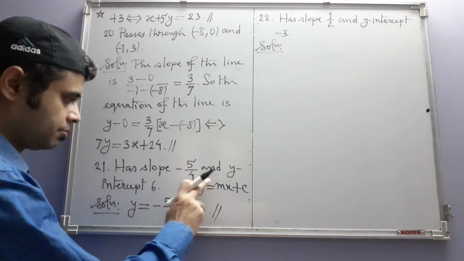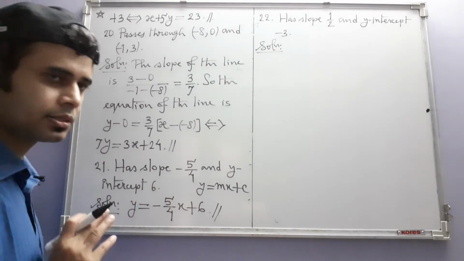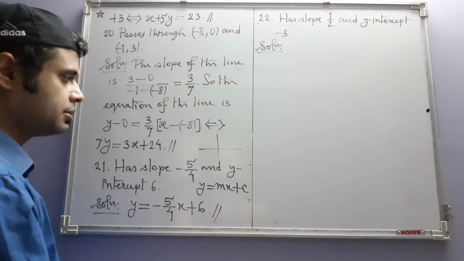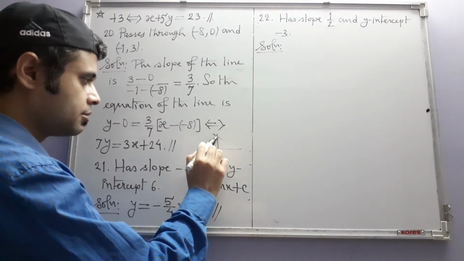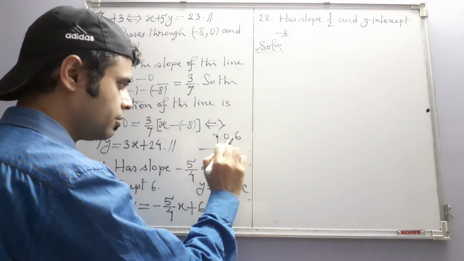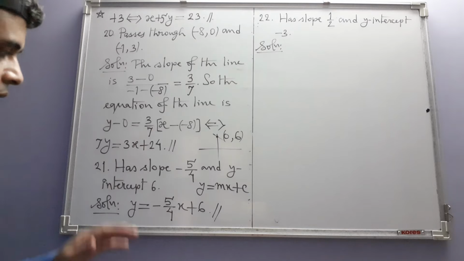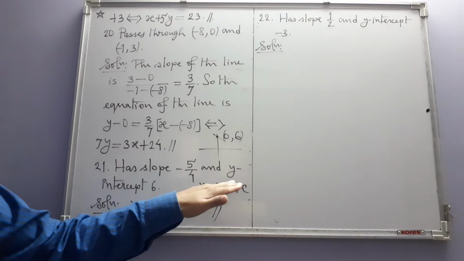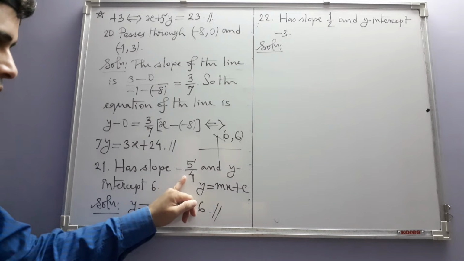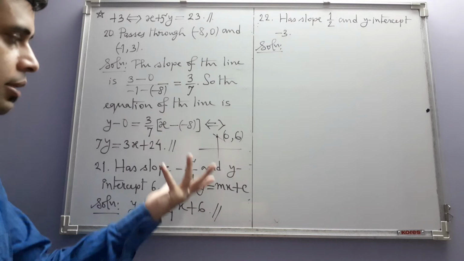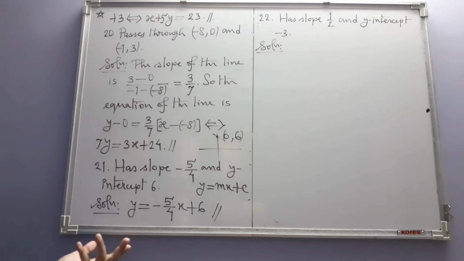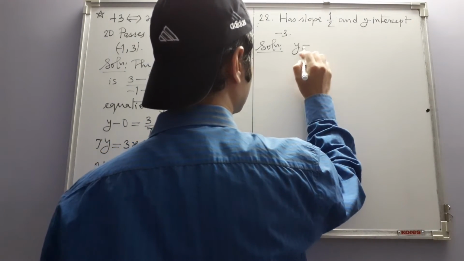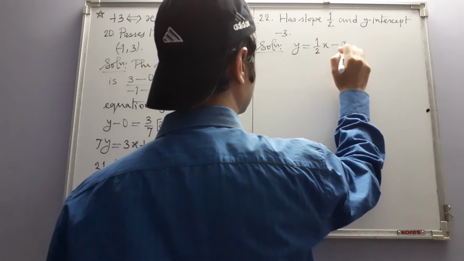This part of the hypothesis that y-intercept is 6 tells us that whatever the line is, it crosses the y-axis at the point 0, 6. So that gives us a point through which the line is passing and slope is given. So you can in fact write the point slope form of the equation. So in this case, the equation is just this.